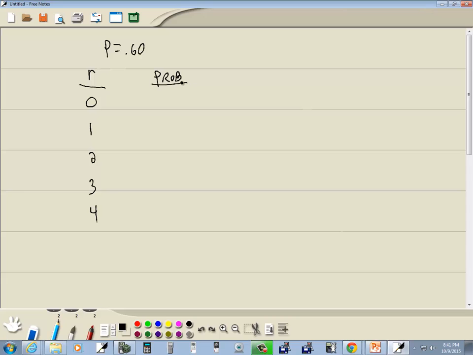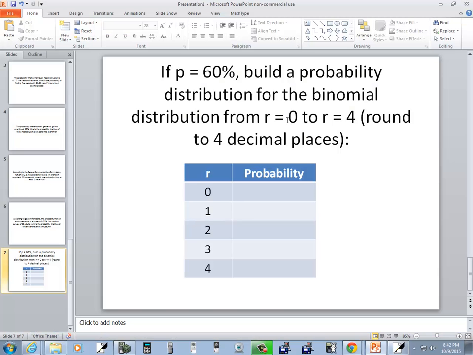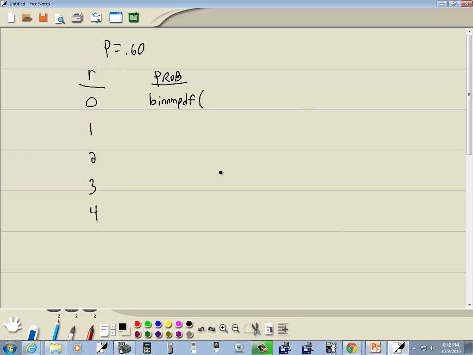Now for our probability, since it's exactly one value, we want to use our binomPDF. So we do our binomPDF. Now since we're talking about exactly four items, my n is going to be 4. It'll be our largest number here. Comma P, remember this is NPX, so this would be 0.6 or 0.60, and then 0, whatever number's here.